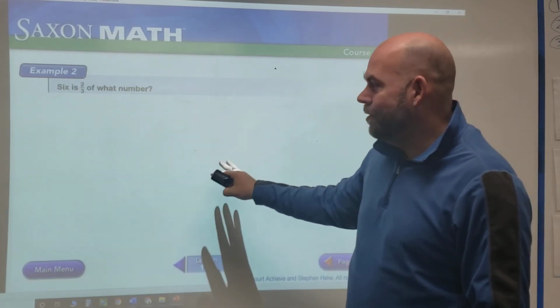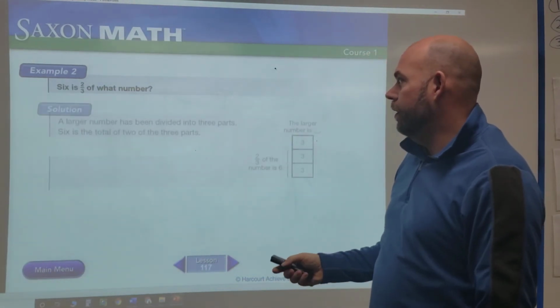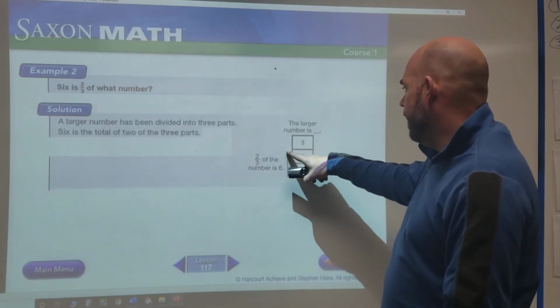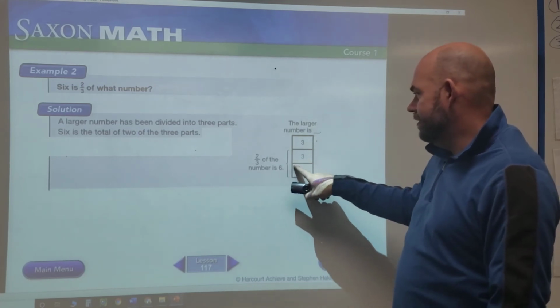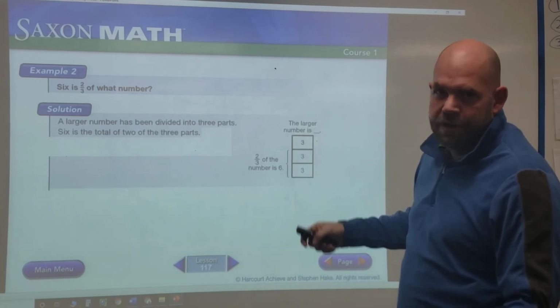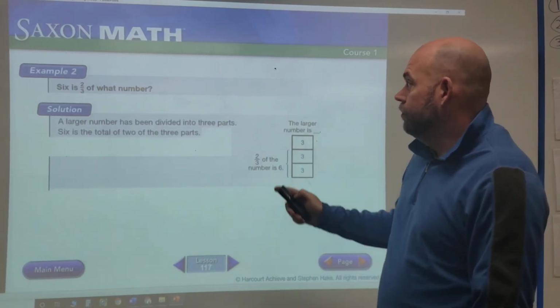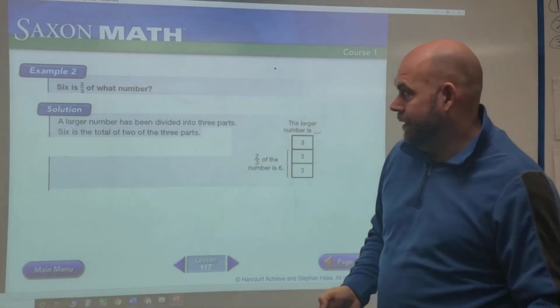All right, last one. 6 is 2/3 of what number? So we know we're going to have 3 parts, and we're looking for the total number. If 2/3 is 6, 6 divided by 2 parts is 3 each. And if the third part is 3, then 3 plus 3 plus 3 is 9. 6 is 2/3 of 9.